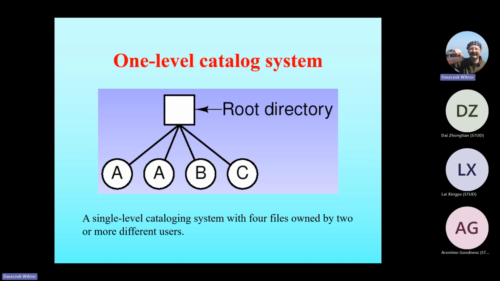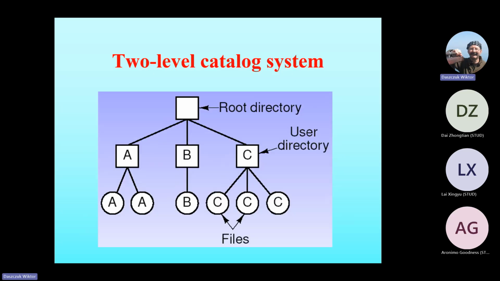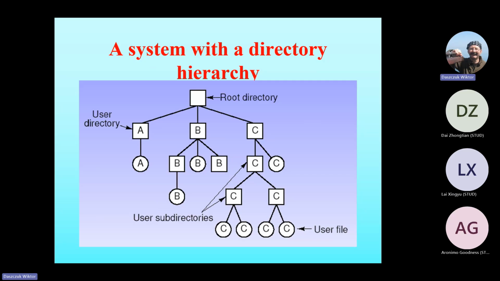This is a simple structure with a single directory. The letters are users, not files, because two files cannot have the same name. So we have 4 files owned by 3 users or more. Well, here we have 3. This is a 2-level structure with a root directory and user directories. And here we have a typical hierarchical structure with many levels of catalogs.